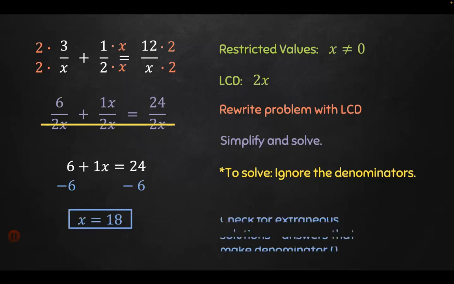Now your final step is to check for extraneous solutions. So these are again related to your restricted values. What are the answers that make that denominator 0? So my restricted value was 0, so I know I can't have 0 as an answer, but my answer was 18, so I'm actually good. So my final answer, my final solution, is x is equal to 18.